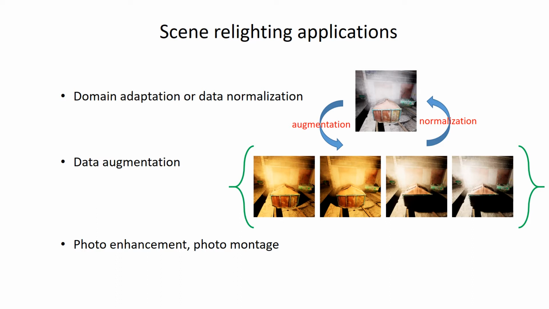There's also photo enhancement or photo montage. So scene relighting is very important because we can normalize all the different images used in the processing and then combine them together.